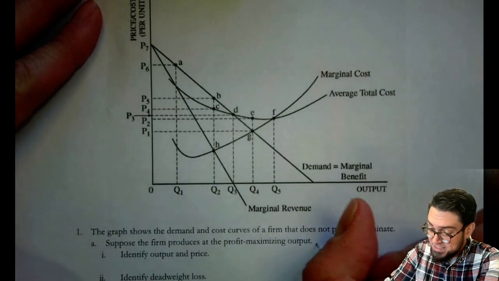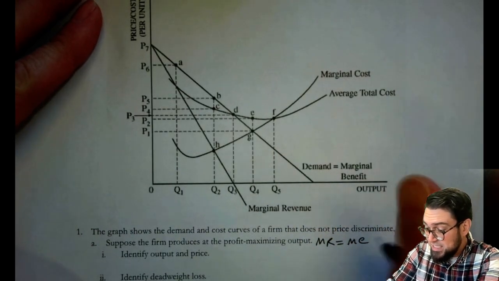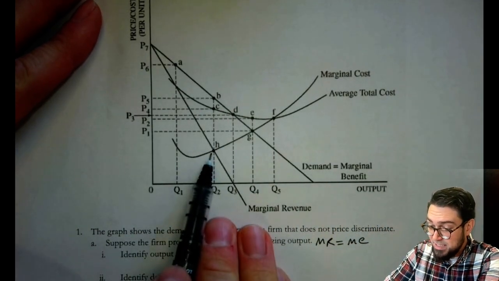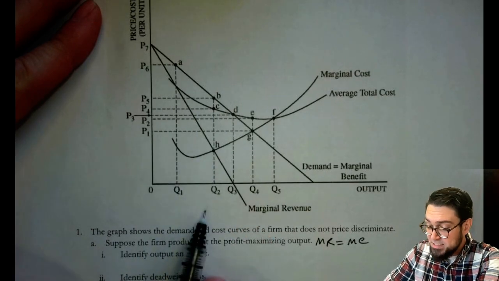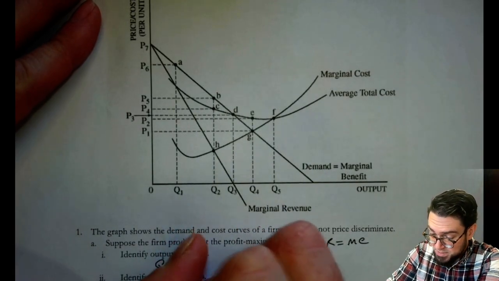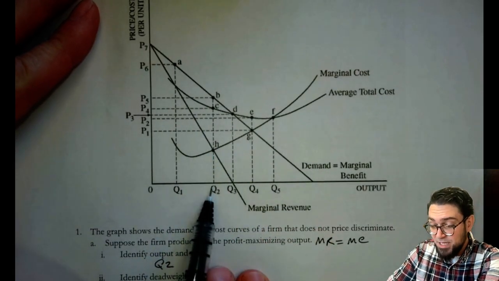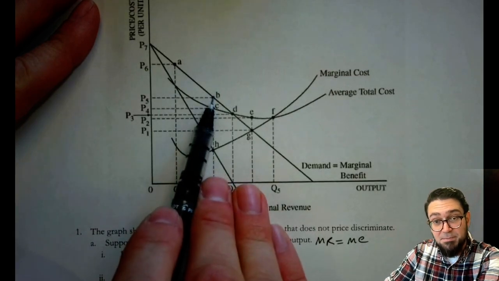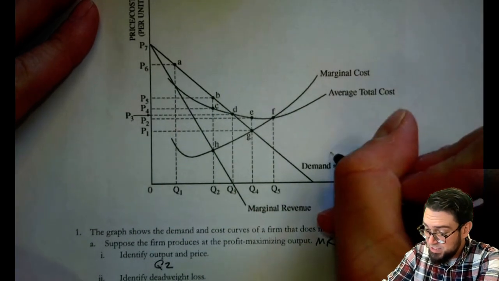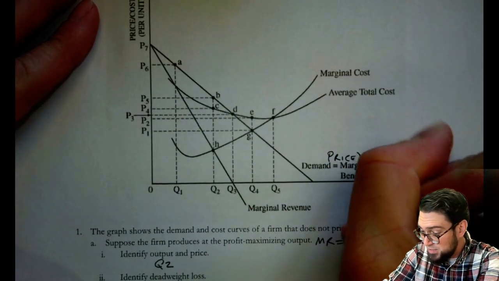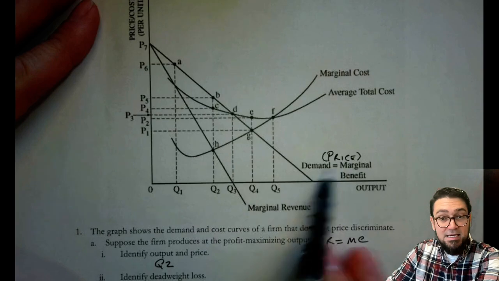Now, the first part says identify the profit maximizing output and price, and then deadweight loss. So we know that's going to be where MR equals MC. MR intercepts MC at point H. And so that's going to be quantity 2 as our output. Because I come down from H, then I go all the way up to the demand curve, because the demand curve tells me the price.